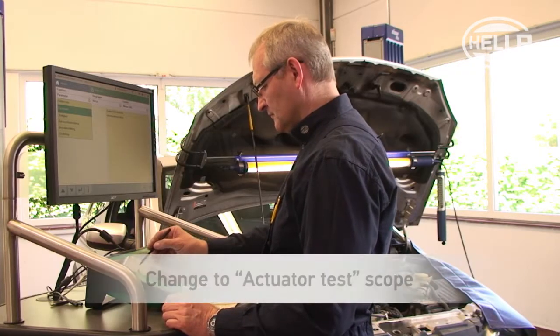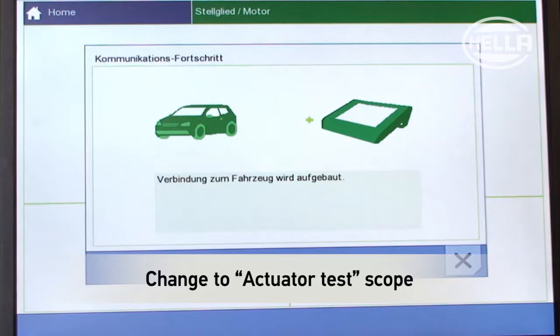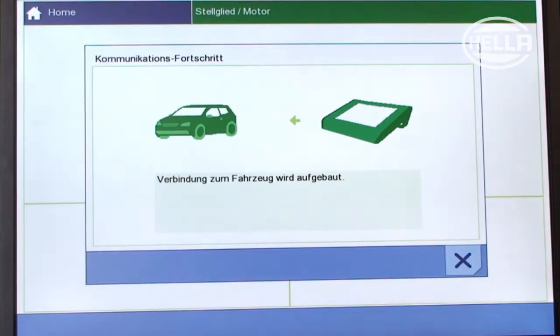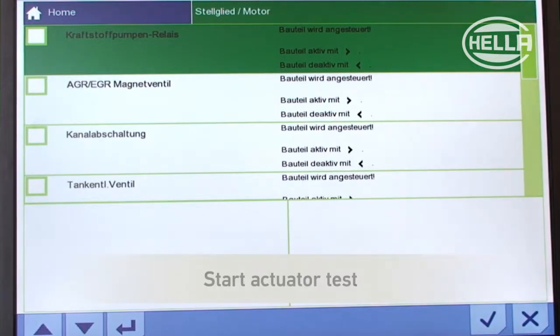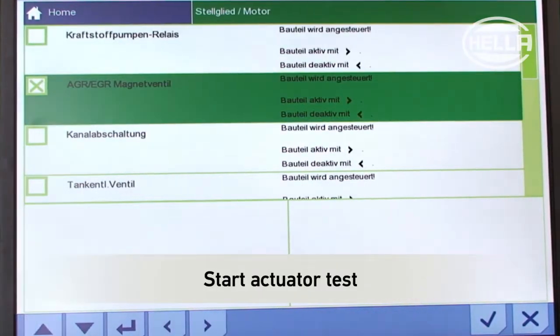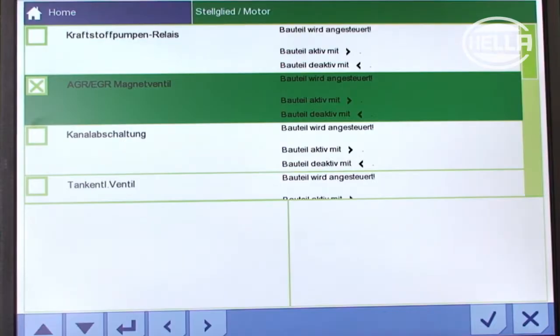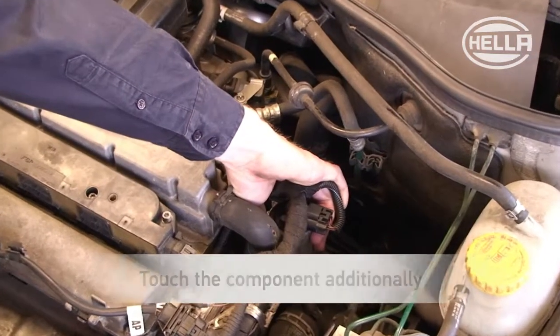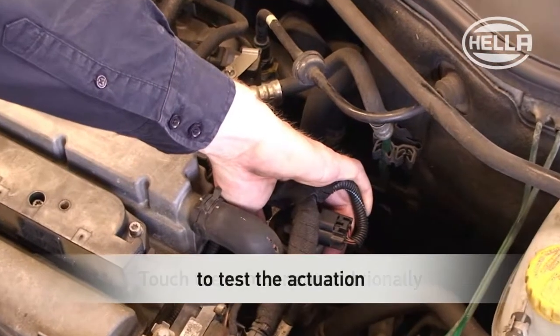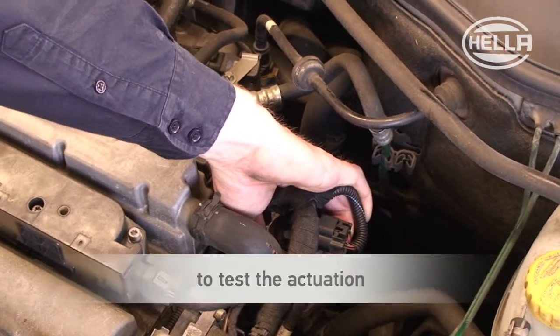In this case, you can change to the Actuator Test functional scope of the diagnostic tool to check the actuation of the EGR valve. To do so, you select the appropriate component and start the actuator test. Because of ambient noise in the repair shop, we advise you to touch the component so you can detect its actuation by the engine control unit.